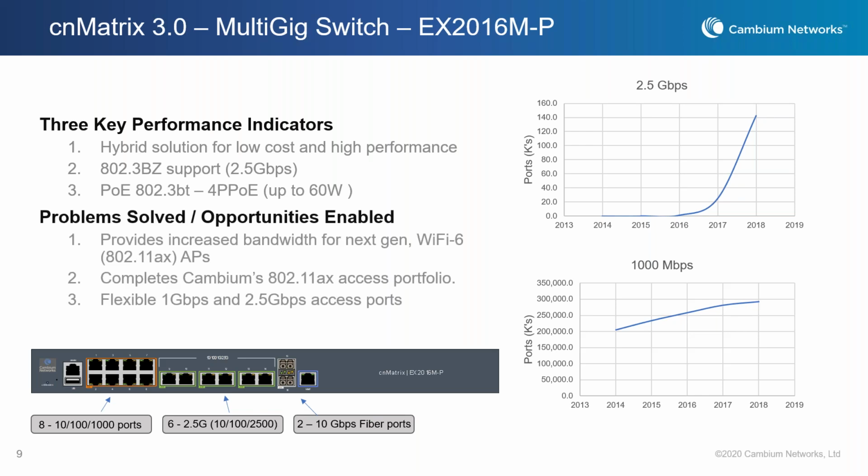Okay, so what does this do for you? Well, one, it gives you the bandwidth that you need for your new 11ax access points. That's the big win here. Cambium is coming out with an 11ax capable access point very, very soon. And it also gives you a flexible environment. It gives you both 1 gig ports for your typical types of devices, or 2.5 gig ports for your more advanced ones.